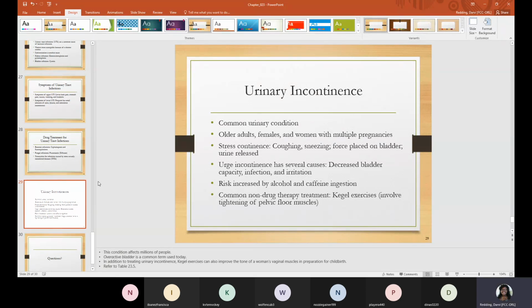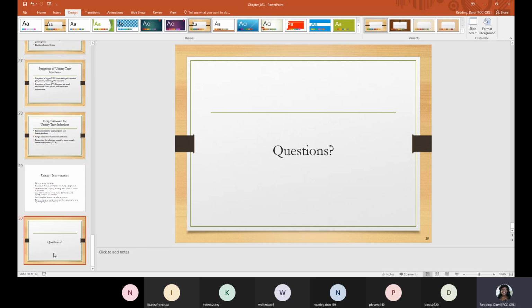For more information on that, you can refer to table 23.5 in your book. And that's actually going to conclude chapter 23 as we learned about the therapeutic agents for the renal system.